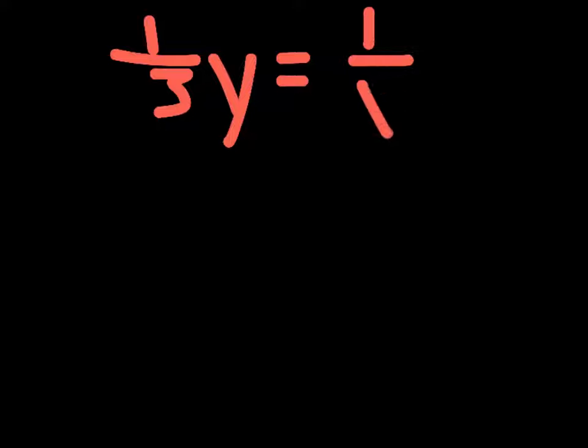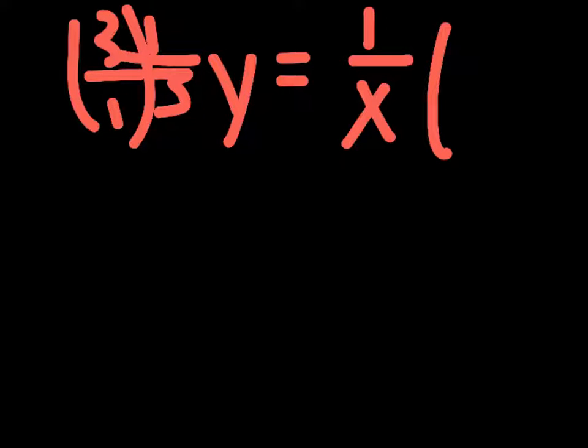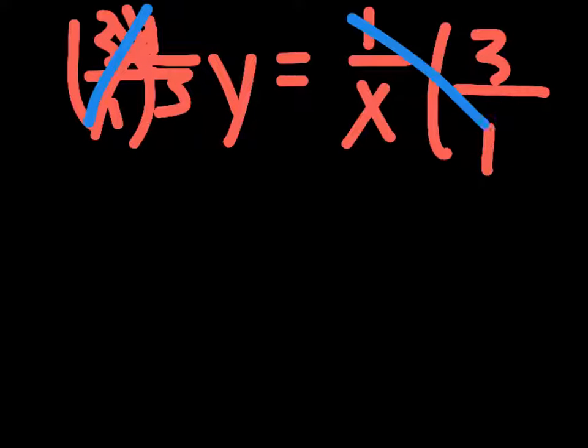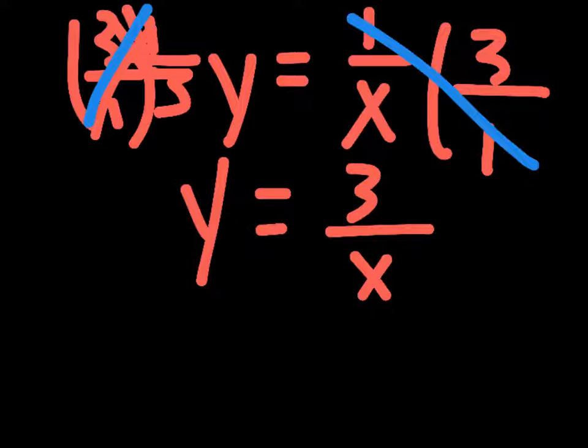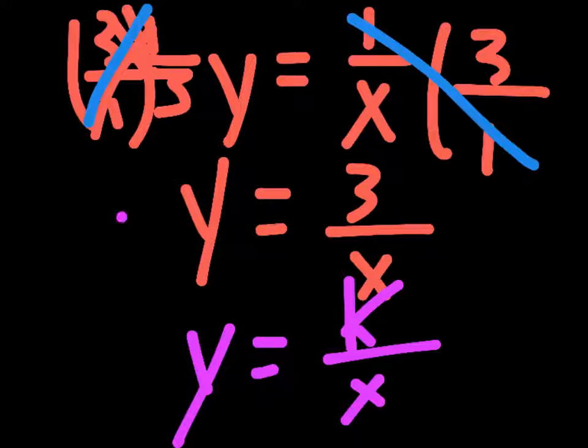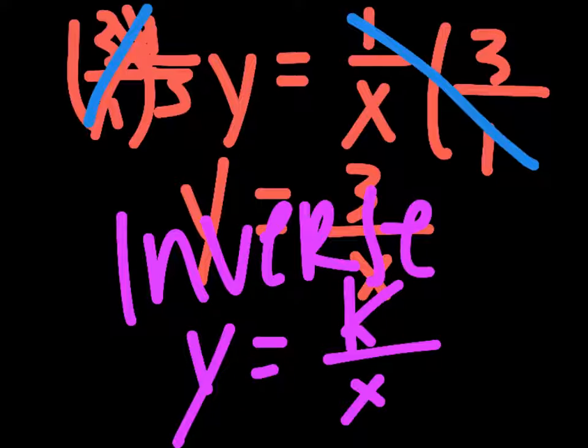Let's do another one. If we have 1/3 y equals 1 over x, we want to solve for y. So we will multiply by 3 over 1, multiply by 3 over 1. These cancel out, these cancel out, these cancel out. So now y equals 3 over x, and so we know that that is the equation y equals k over x. We know this is an example of inverse variation.